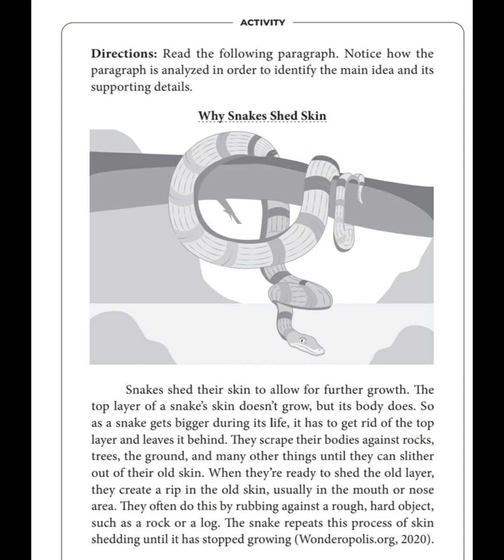So as a snake gets bigger during its life, it has to get rid of the top layer and leave it behind. They scrape their bodies against rocks, trees, the ground, and many other things until they can slither out of their old skin. When they're ready to shed the old layer, they create a rip in the old skin, usually in the mouth or nose area. They often do this by rubbing against a rough, hard object, such as a rock or a log. The snake repeats this process of skin shedding until it has stopped growing.